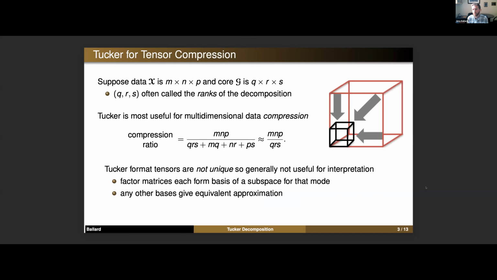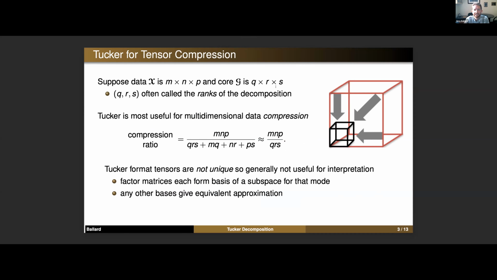As Tammy mentioned, the reason we like the Tucker decomposition is because it gives us compression, and we've seen really effective compression for multi-dimensional data. Just to give you a sense of how it works, my original data is M by N by P, and my core tensor, I'm going to say, has dimensions Q by R by S.